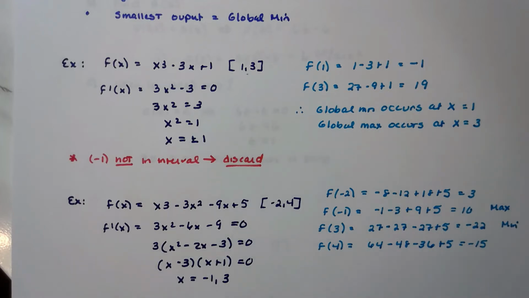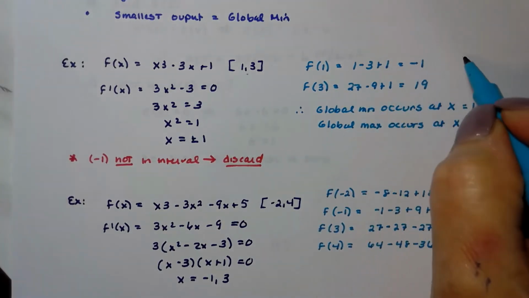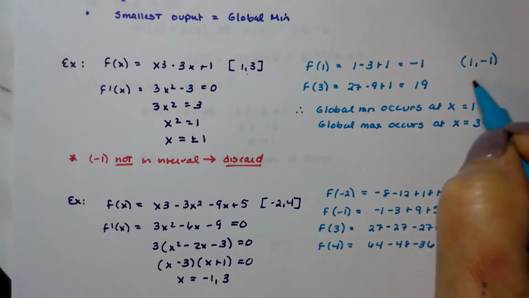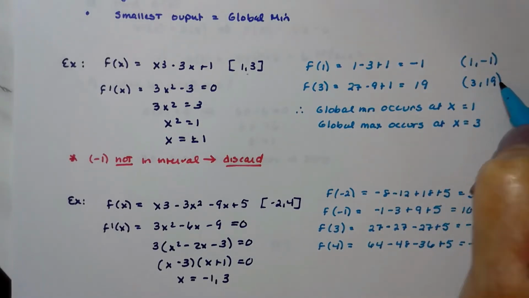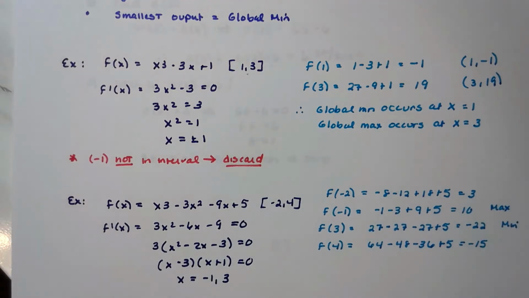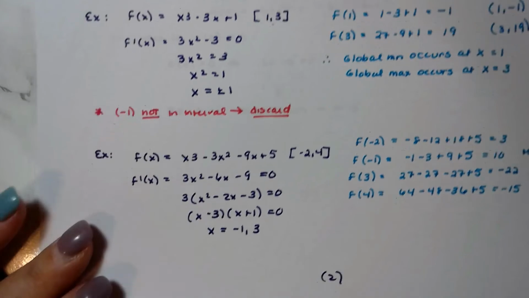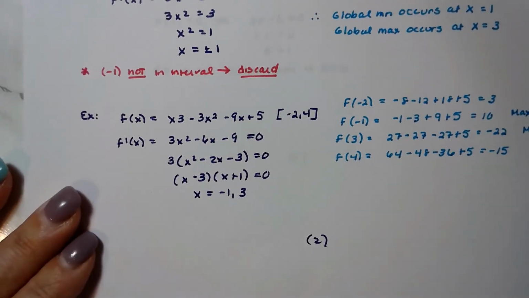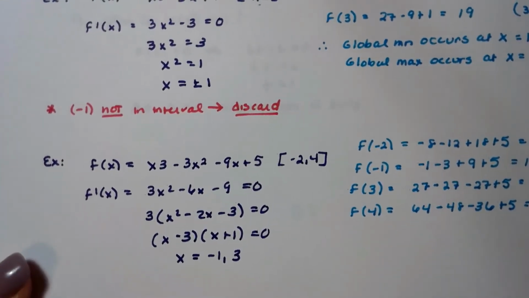All right, and again, if I wanted the actual points, well, they're right here, right? F of 1 is -1 and F of 3 is 19. So at those 2 points on the graph of F, I would expect to see the highest and the lowest point. Here's another example. I'll bring this in a little closer.